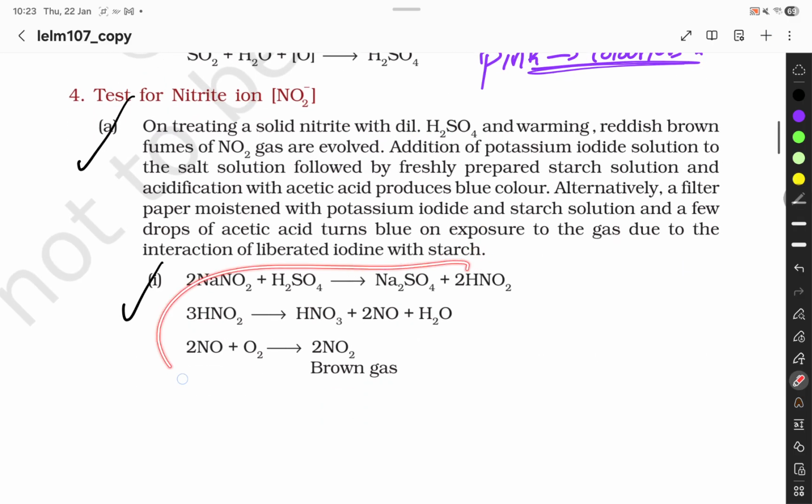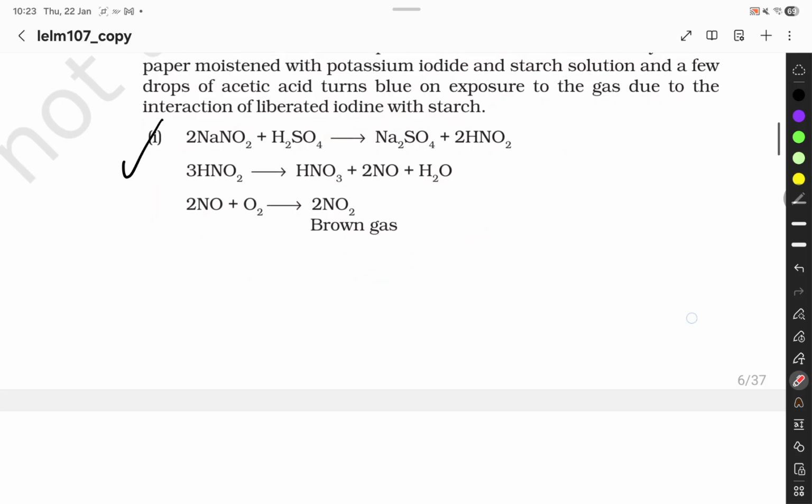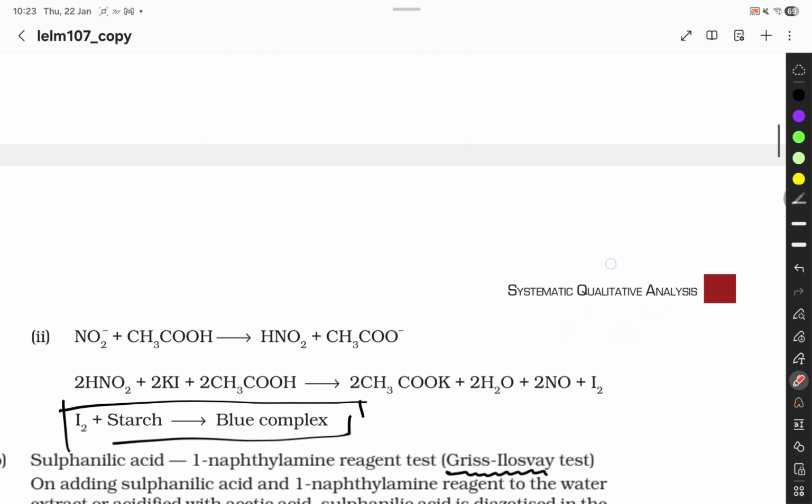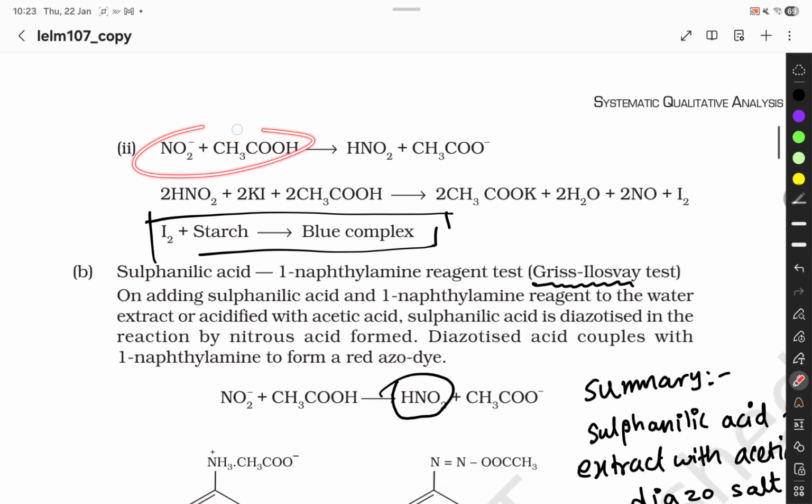Nitrite ion, I told you already. First, it produces nitrogen dioxide gas, which is brown, and nitrite ion can also be tested by reacting with acetic acid to form HNO2, which then reacts with KI and starch solution. It reacts with KI to give I2, and I2 turns starch solution into blue color.